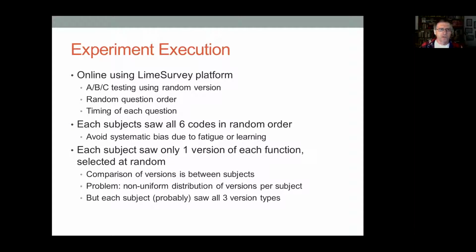The experiment was executed using an online platform, the LimeSurvey platform. Each of the subjects saw all 6 codes in a random order, and obviously each subject saw only one version of each function.